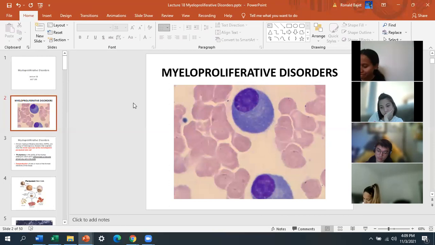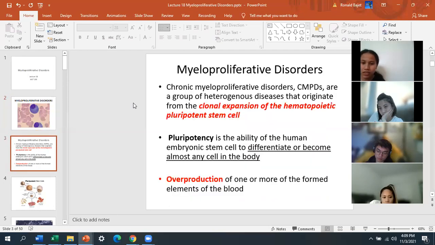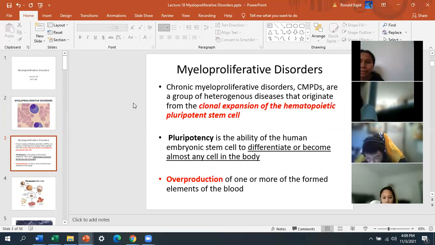Okay. So myeloproliferative disorders. It's not only plasma cell, but that's just part of this lecture. Okay, CMPDs are chronic myeloproliferative disorders. They are a group of heterogeneous diseases that originate from the clonal expansion of the hematopoietic pluripotential system.